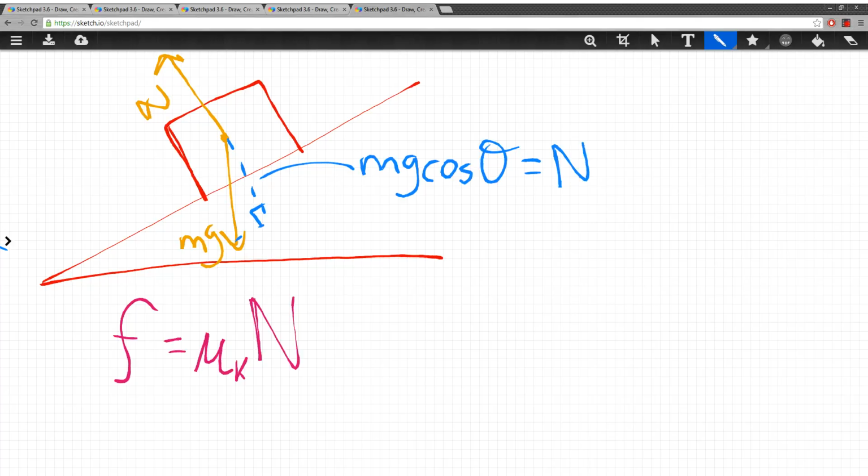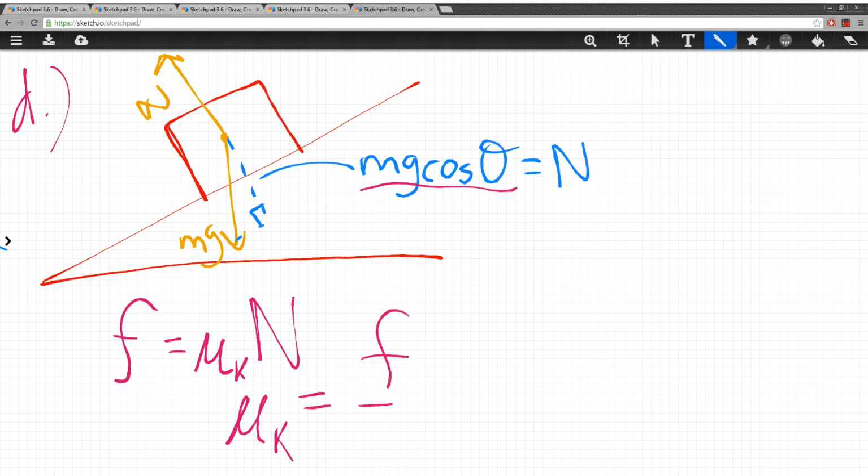And finally, for part D, they want you to find the coefficient of kinetic friction. So we know that friction equals mu kinetic times normal force, but here, since the object's on an incline, the normal force will not equal mg, but it'll equal mg cosine theta. So to isolate the coefficient of kinetic friction, you should get F over N, and then we already know the value of the frictional force from part C, so that's 28.3 newtons.